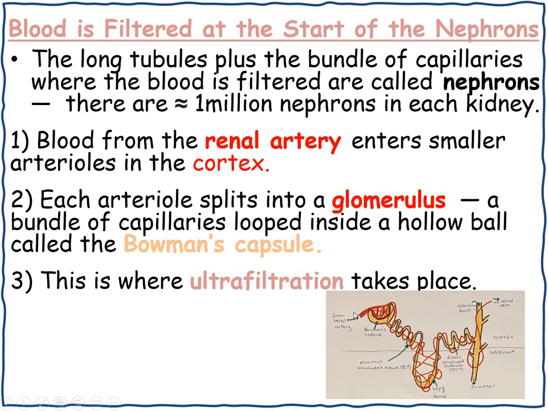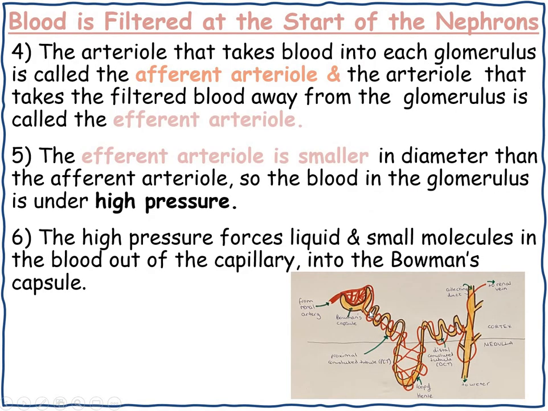Blood from the renal artery enters the small arterioles in the cortex. Each arteriole splits into a glomerulus, which is a bundle of capillaries looped inside a hollow ball-like structure called the Bowman's capsule. That is where ultrafiltration takes place. The arteriole that takes blood into each glomerulus is called the afferent arteriole, and the arteriole that takes the filtered blood away from the glomerulus is called the efferent arteriole.